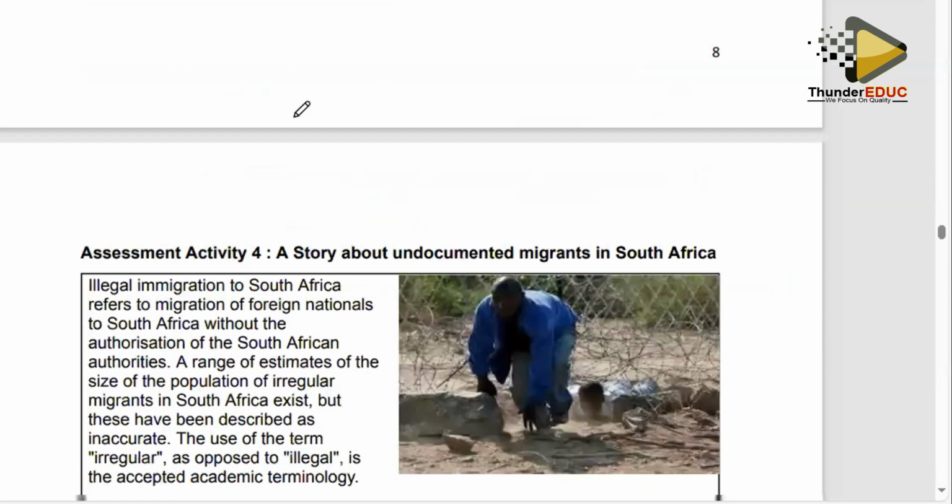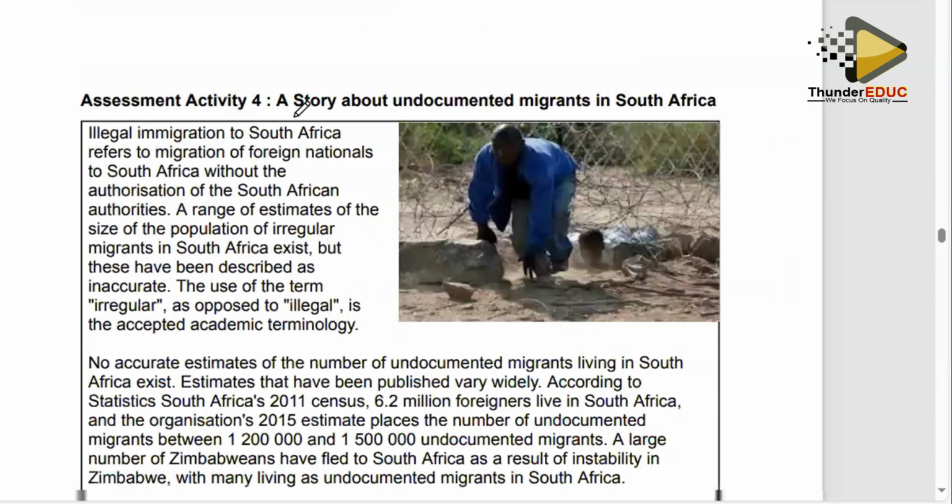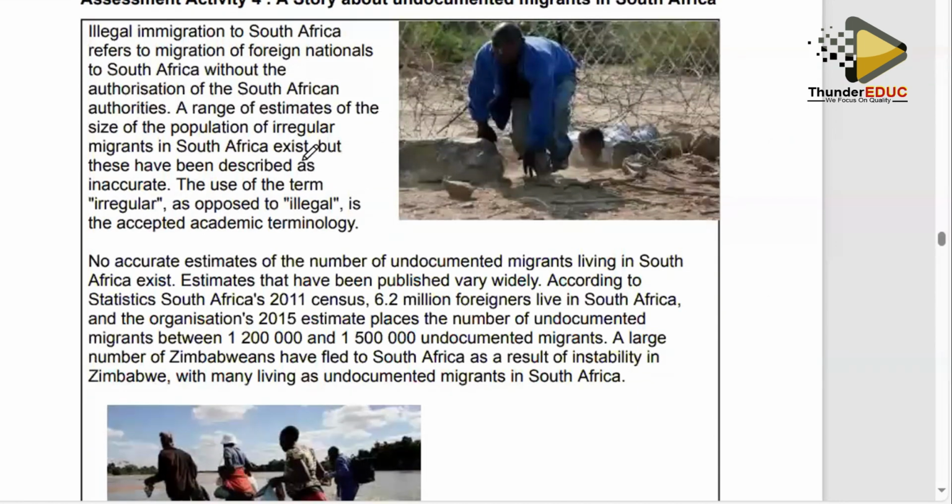Then now moving on to assessment activity 4, a story about undocumented migrants in South Africa. So we are going to start by reading a case study. Illegal immigration to South Africa refers to the migration of foreign nationals to South Africa without authorization of the South African authorities. A range of estimates of the size of the population of irregular migrants in South Africa exists, but these have been described as inaccurate. The use of the term irregular as opposed to illegal is accepted in academic terminology. No accurate estimates of the number of undocumented migrants living in South Africa exist. Estimates that have been published vary widely.